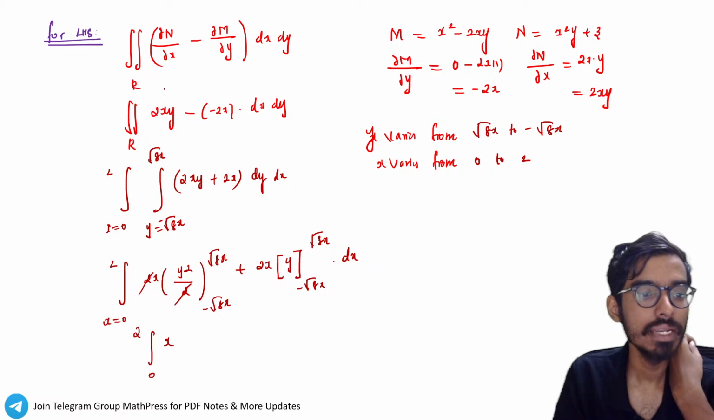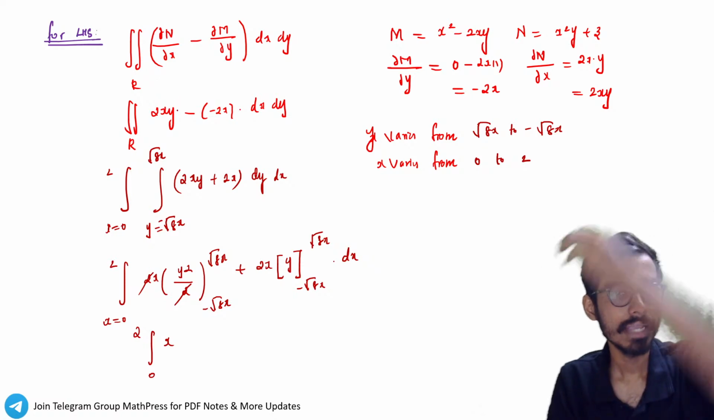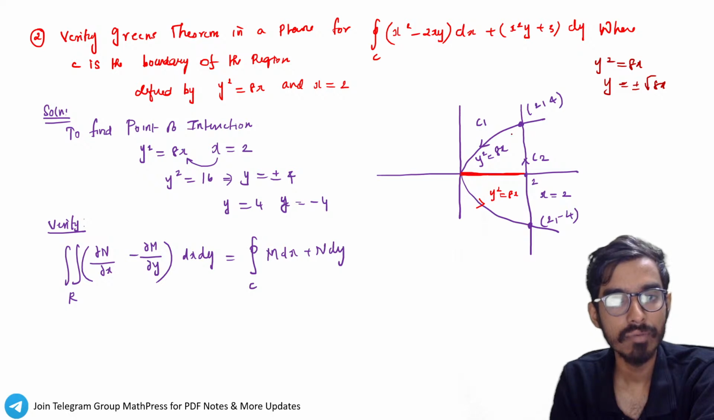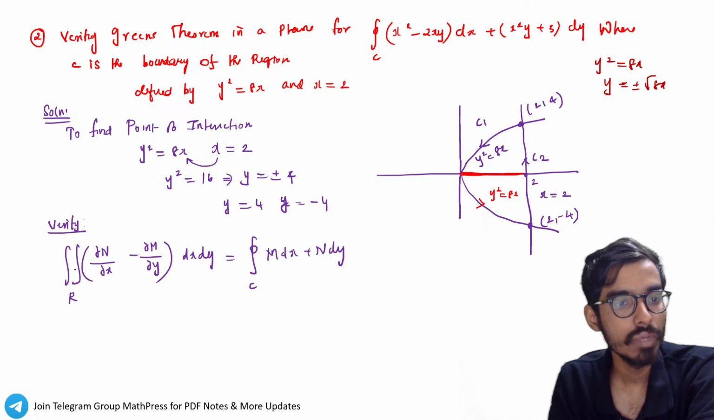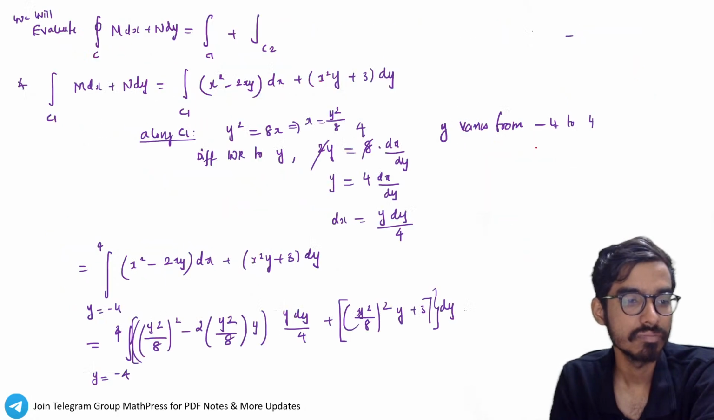For double integral we need to cover this entire region, but for line integral we need to cover only this curve and this line. That line is also a curve, so this curve and this line. That is the relationship: the double integration over dou N by dou x minus dou M by dou y is the same as the line integral over this plus this. That's what Green's theorem says. So whenever we are doing the double integral, we are covering this entire region, but for the line integral we are only covering this curve plus this curve, that's it.